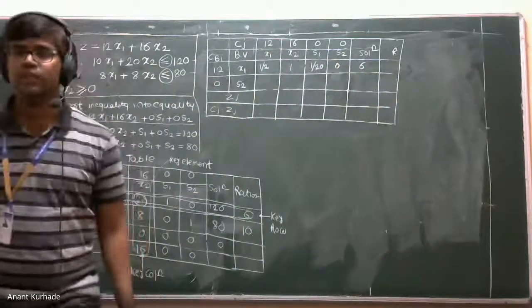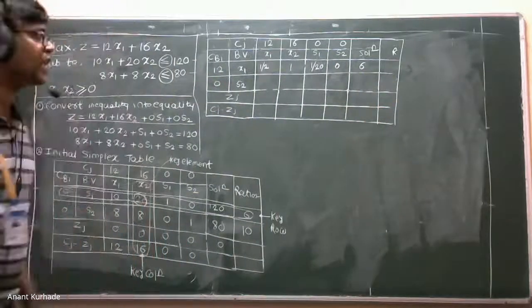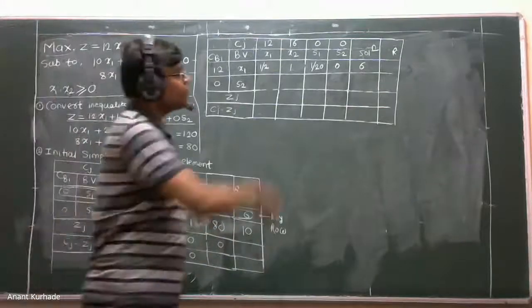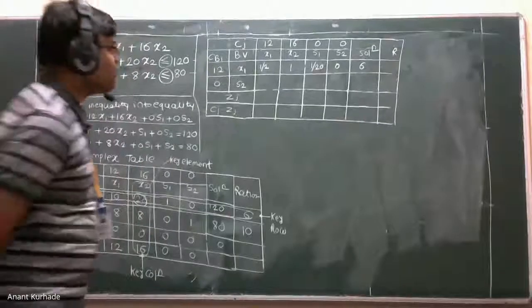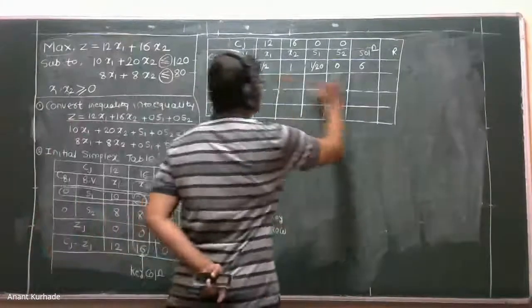Any doubt up to this? We have last 15 minutes. Any doubt up to this? No, sir. Okay, now you have to write the values of second row.